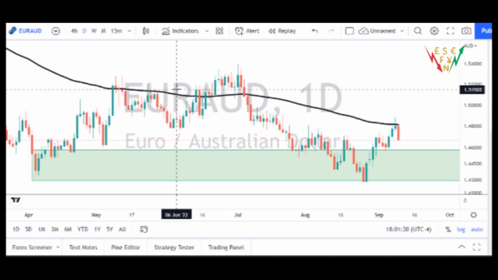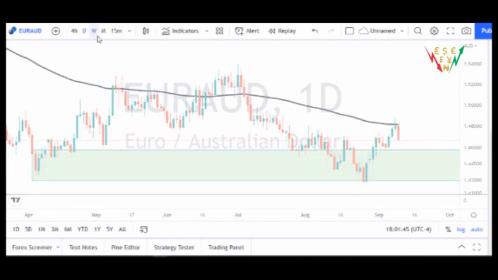So guys, we'll be using two different interfaces, two different trading platforms, to explain this analysis and also the forex trading strategy. So guys, let's shoot. So first, guys, we'll be looking at Euro Aud on the weekly chart.